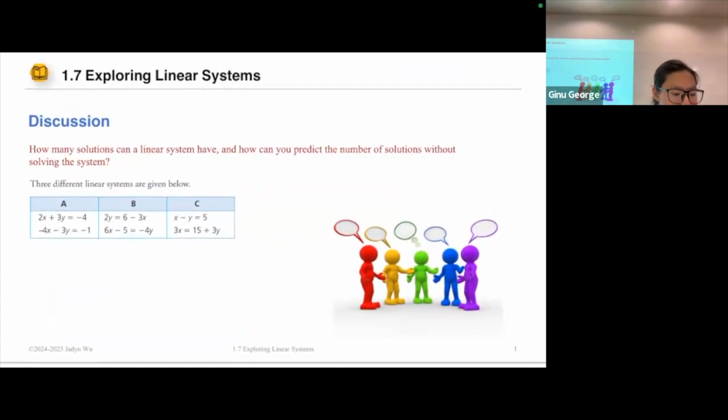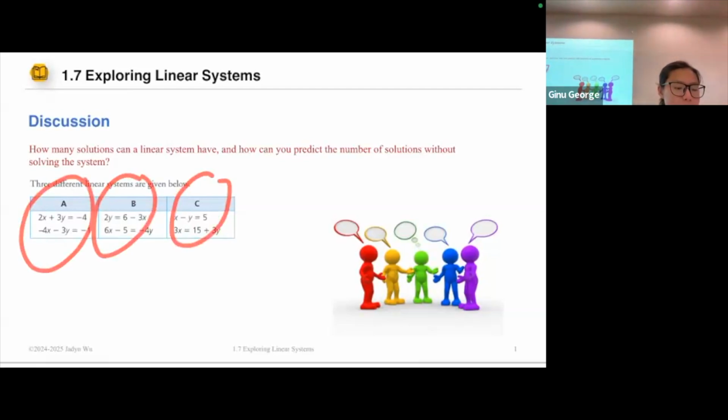Yeah, sure, go ahead. So basically, we want to know about the number of solutions without solving the system itself. So does anyone have any ideas about the number of solutions for linear systems? And maybe try to think about the number of solutions for the first system, second system, and the third system here. How many solutions do they have?